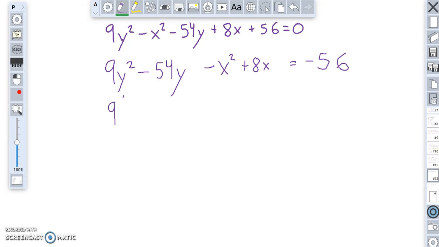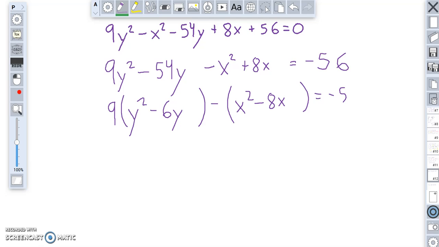Factor this out. y squared minus 6y. And be careful here because I'm factoring out that minus. So it becomes minus 8x equals negative 56. I factored this minus out of this plus 8, so I ended up with a negative 8.